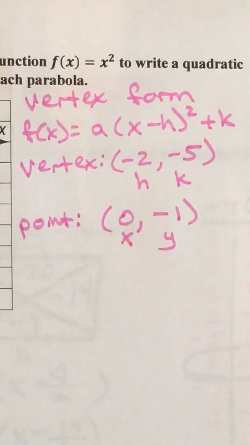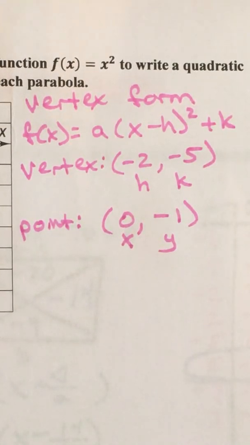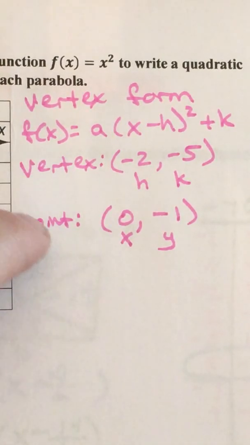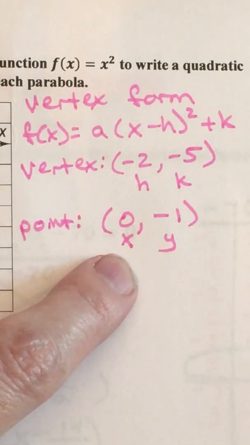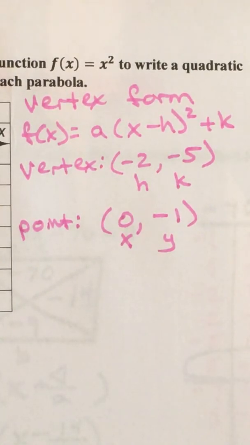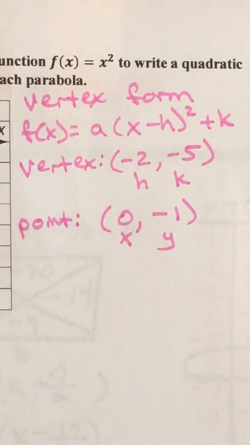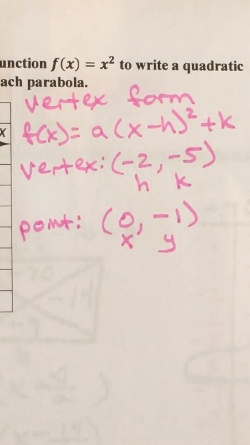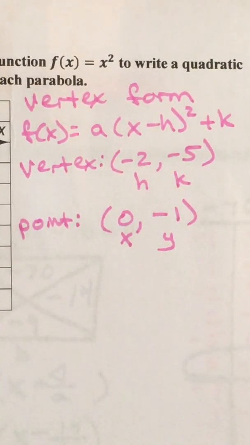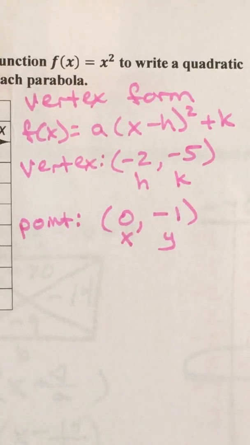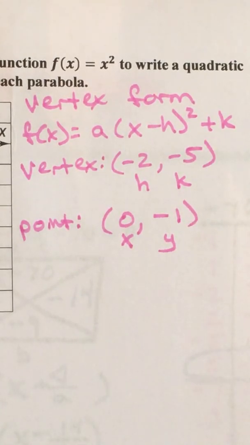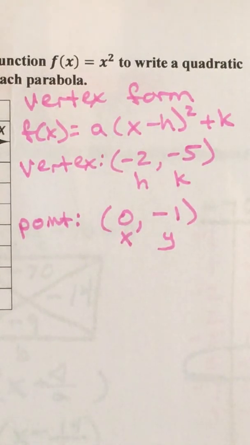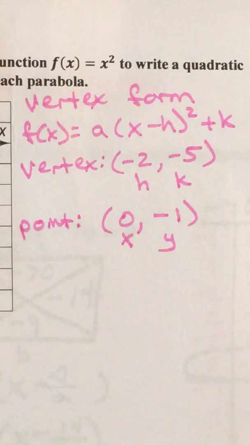All right, so you need to plug into the vertex form of your quadratic, H, K, X, and Y. Go solve for A. Rewrite the vertex form of your equation, and then expand it to go get the standard form of your equation, just like we did yesterday in lesson 8.4. Let me know if you need help.